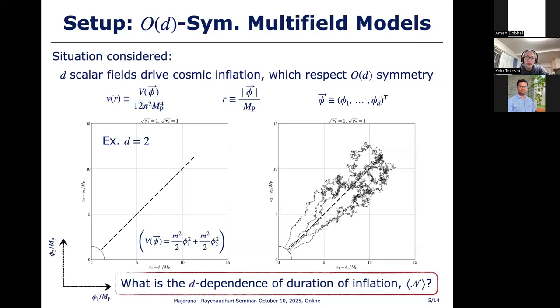Because as I explained using this figure, if there are multiple fields, there can be loitering behavior in the field space because of the stochastic fluctuations, and this gives rise to the extension of the extra number of e-folds until the end of inflation. So this extra extension is expected to contain some information about the multiple field effects. So this is why I want to give some answer to this question. What is the number of field dependence of the mean number of e-folds?